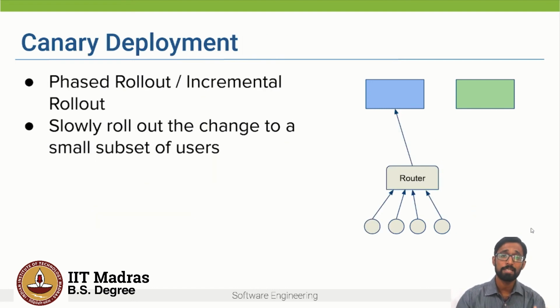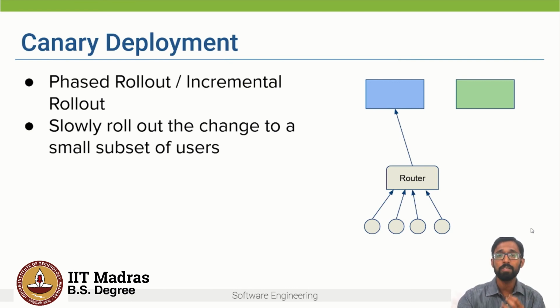Now the next deployment strategy is known as the Canary deployment, or the phased rollout or incremental rollout. In this strategy, we slowly roll out the changes to a small subset of users. This is similar to the blue-green deployment strategy, but instead of deploying the new version to all users in one go, we incrementally deploy it to a small subset of users.